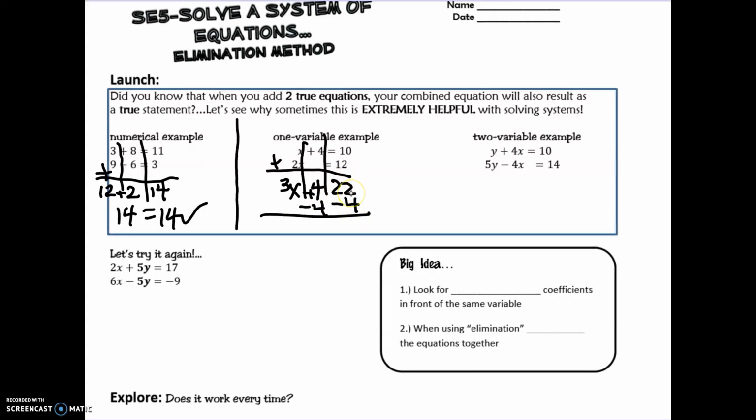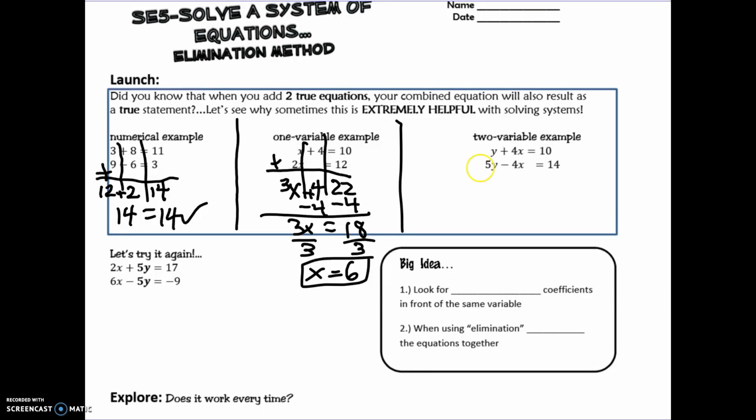Subtracting 4. Here, 22 minus 4 is 18. 3x equals 18. I'm going to eliminate my coefficient by dividing by 3. And here I get that the value of x is 6. So I can actually solve both of these equations for the value of x by combining them using addition. Now, it's not really helpful to do this with numbers or with one variable equations. However, with the next set of system of equations where we have x and y, it becomes extremely helpful.